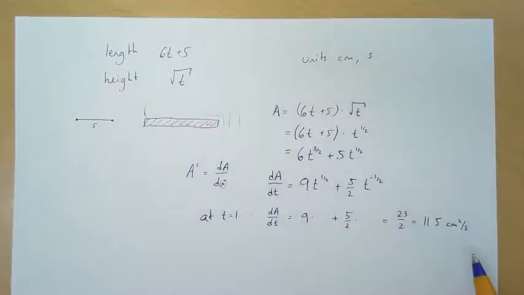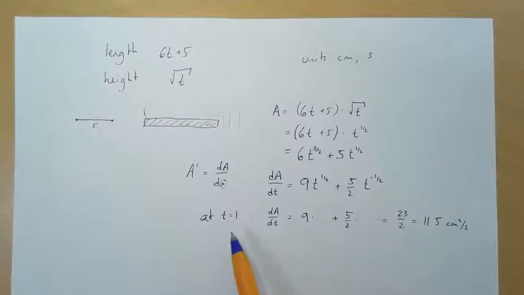What that means is that at this instant, t equals 1, the quickness at which my rectangle is growing is, it's growing at a velocity, if you want. It's not right to say velocity, but it can give us an idea of 11.5 square centimeters per second.